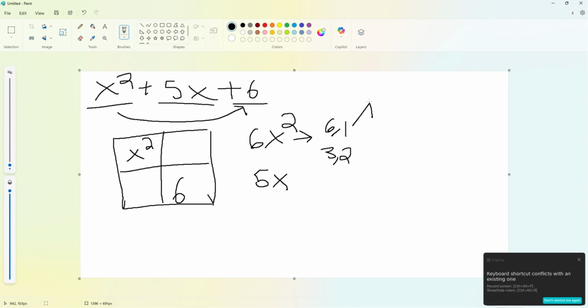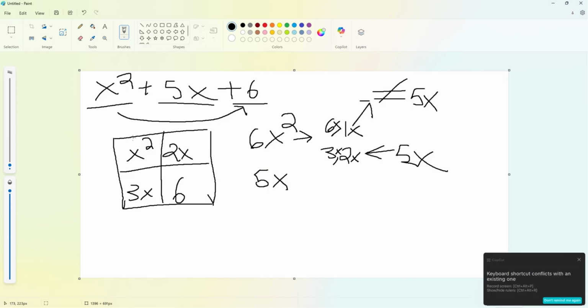Now, 6x and x. Does this add to 5x? No, it does not equal 5x. But if you look at this one, if you add these two together, you'll get 5x. It doesn't matter if you place a 2x in this box or in this box, because you'll get the same value. So let's go ahead. 2x and 3x.